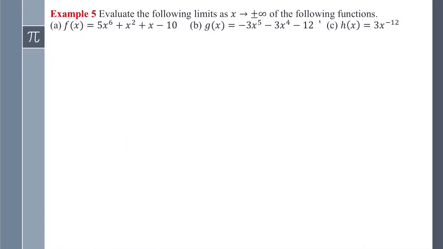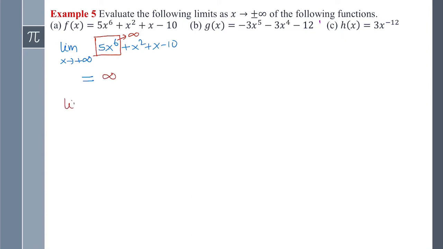So here, limit as x approaches, let's say, positive infinity of 5x to the sixth plus x squared plus x minus 10 equals... When x approaches positive infinity and we raise that number to the sixth power and then multiply by 5, this is an arbitrarily large number. For a polynomial, the leading term determines the limit, and as x approaches infinity, this approaches infinity because it's arbitrarily large. So the limit is infinity.